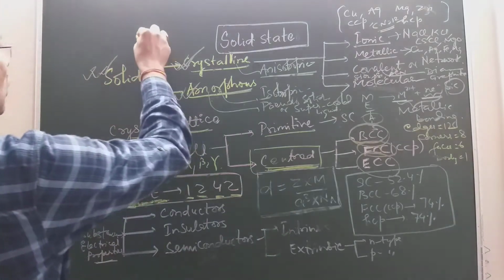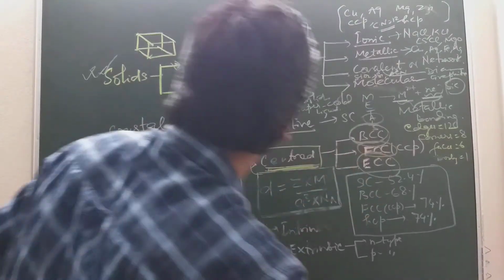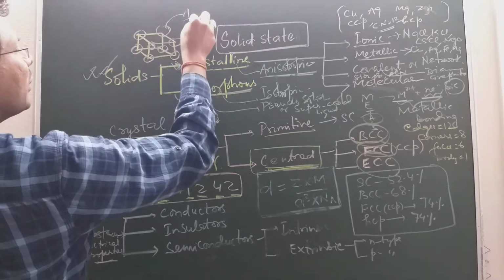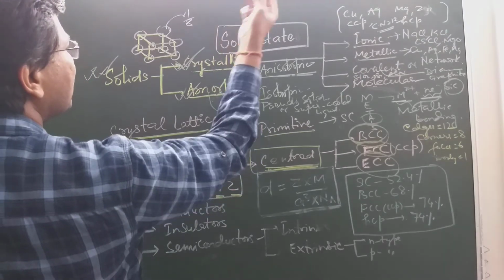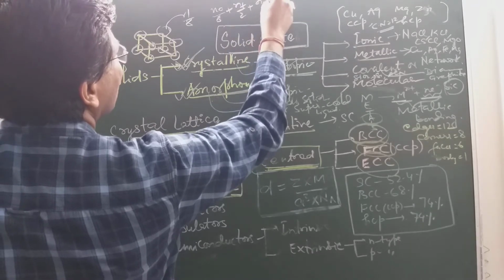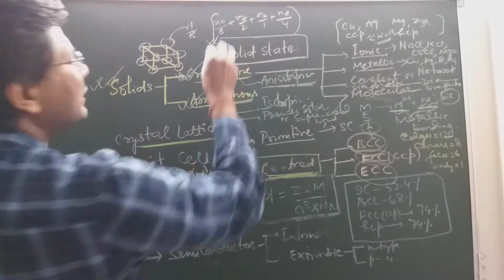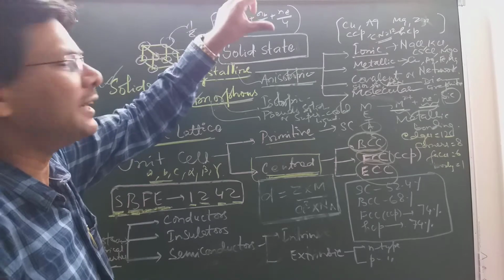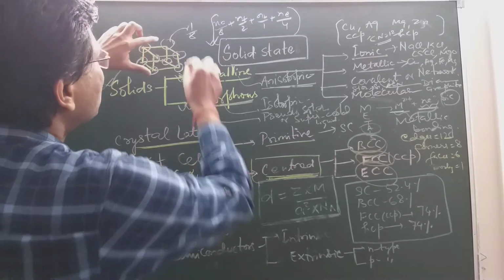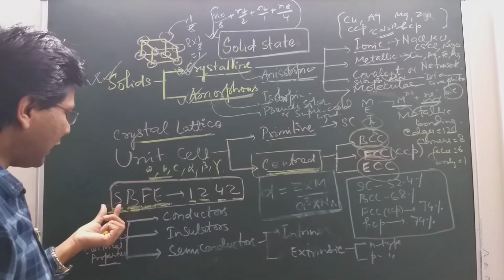If you want to know how I am solving this, it is simple. Suppose this is a simple cubic unit cell and the particles are only at corners. The contribution is 1 by 8. So the number of atoms can be found by n corner by 8 plus n faces by 2 plus n body by 1 plus n edges by 4. If you keep this formula in mind, you can calculate the number of atoms in a unit cell. In the simple cubic unit cell, atoms are present only at corners. There are 8 corners, so 8 into 1 by 8 gives 1. So there is 1 atom in a simple cubic unit cell.